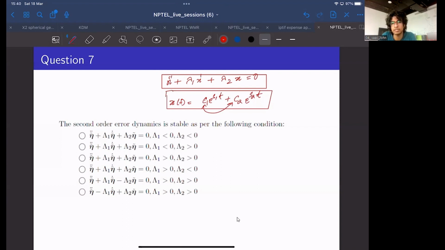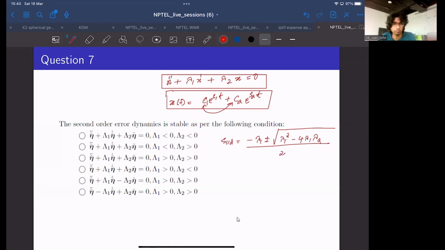And how do you calculate S1 and S2? By solving this quadratic equation, S1, S2 equals minus b plus or minus root of b square minus 4ac over 2a, a similar thing: minus lambda 1 plus or minus root of lambda 1 square minus 4 lambda 2, the whole divided by 2.